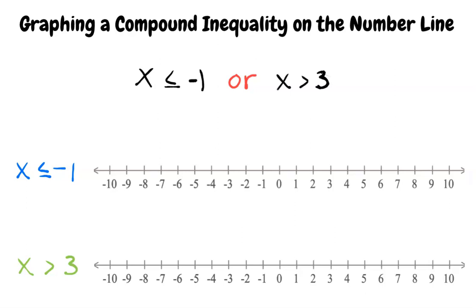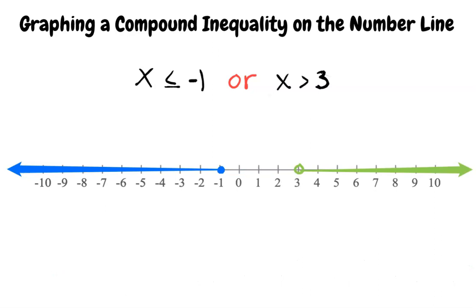First, we would graph each inequality separately. We use a filled dot and an arrow pointing to the left to represent that x is less than or equal to -1. We then draw an open circle and an arrow pointing to the right to represent that x is equal to everything greater than 3 but not 3 itself. Last, we combine the two graphs.